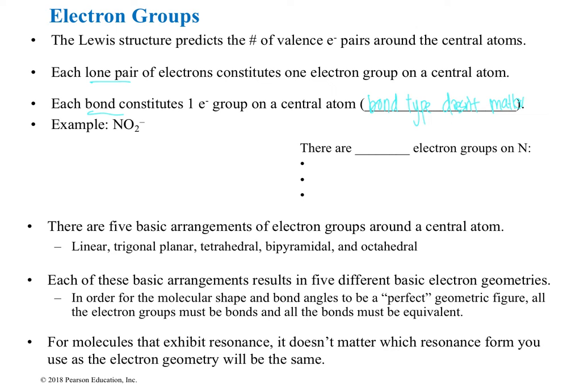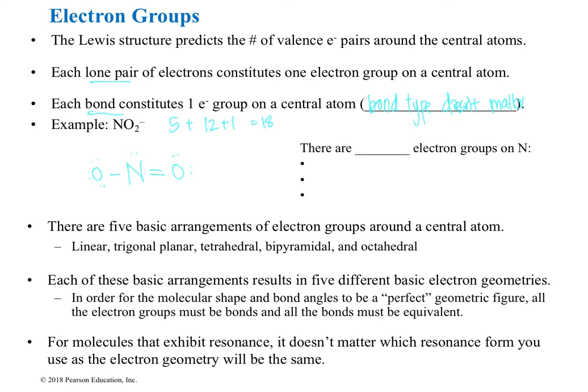So if I have nitrite, NO2-, I'm going to do that Lewis structure. So 5 valence electrons from nitrogen, 12 from the oxygens, and 1 from the negative charge. That will give me 18. So if I do N, O, O, 2, 4, 6, 8, 10, 12, 14, 16, 18. Oh, nitrogen's missing an octet, so I will get rid of those and add a double bond.